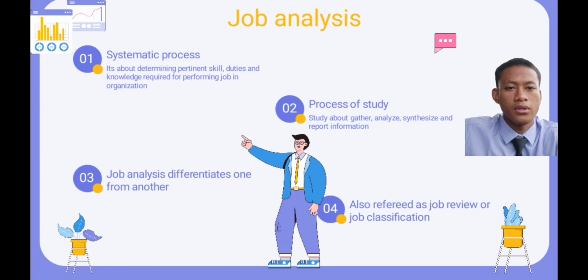Point number 4 is referred to as review or job classification. Job analysis outcome can be used in job review process to assess how well employees are performing their job duties based on documented job requirement.